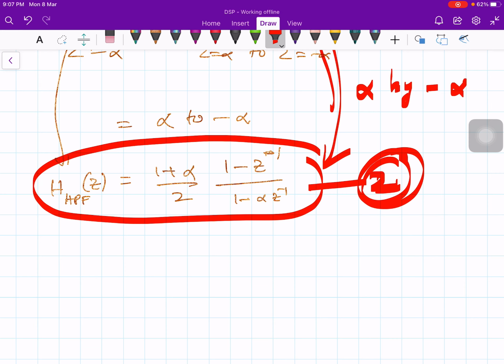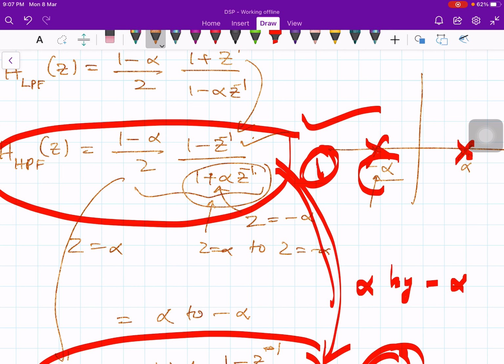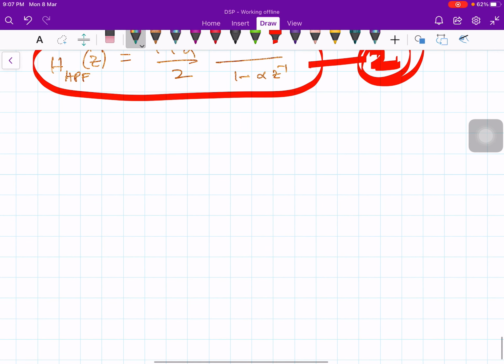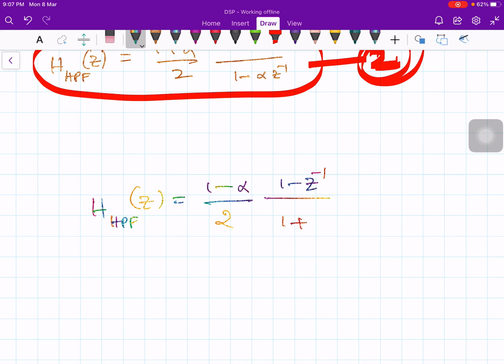Now let's consider equation number 2. High pass filter H of z is equal to 1 plus alpha divided by 2, 1 minus z inverse divided by 1 minus alpha z inverse. Maybe let me drop the subscript, not needed, or let it be, no problem.